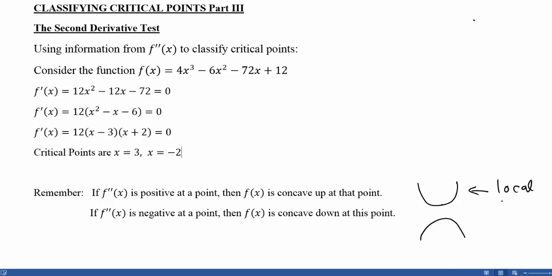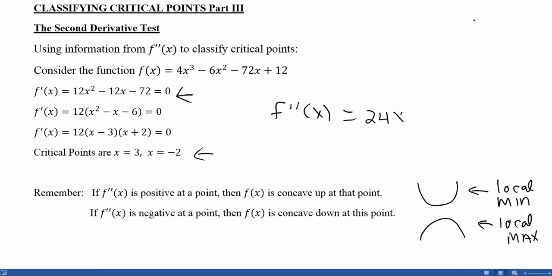Now, if we were to plug our critical point into the second derivative and it was negative, that means the original function was concave down, and that would make your critical point a maximum. Let's look at what happens here. So the second derivative of this particular function is going to give us 24x minus 12. Now we need to plug in each of our critical points to see what happens. So first let's plug in 3.